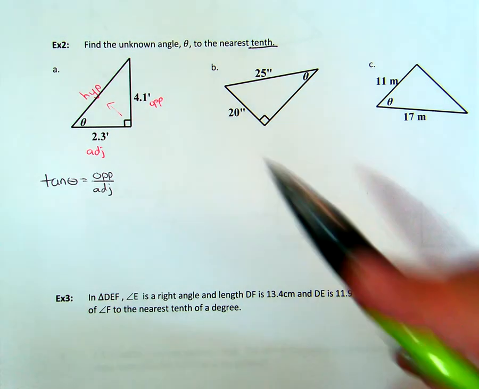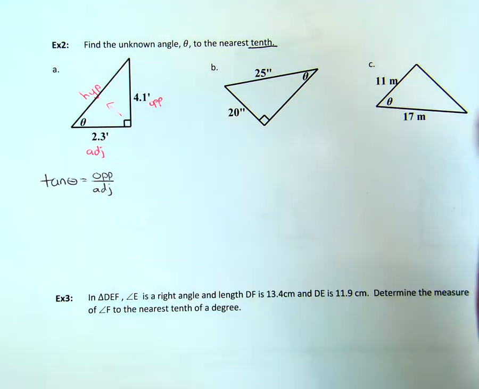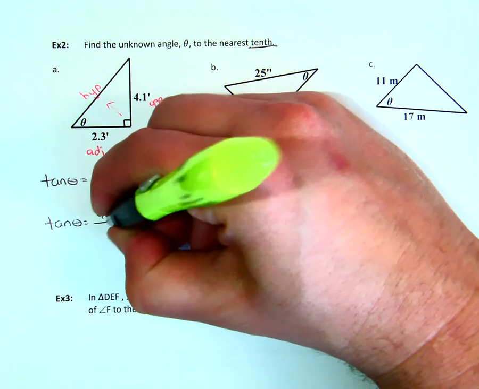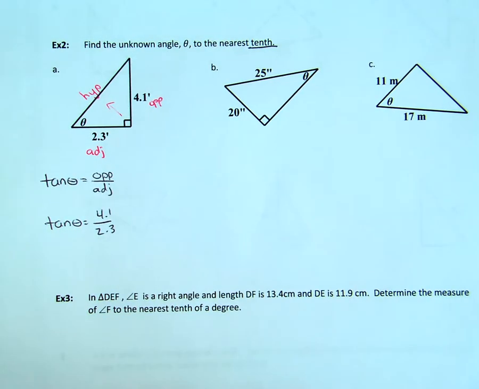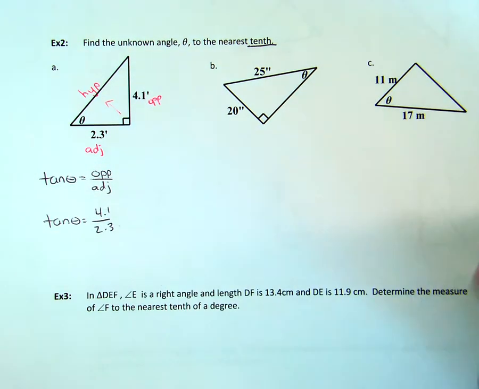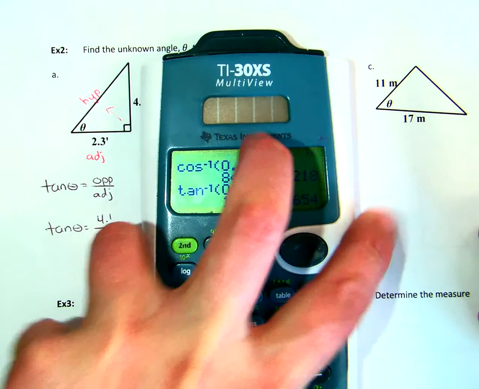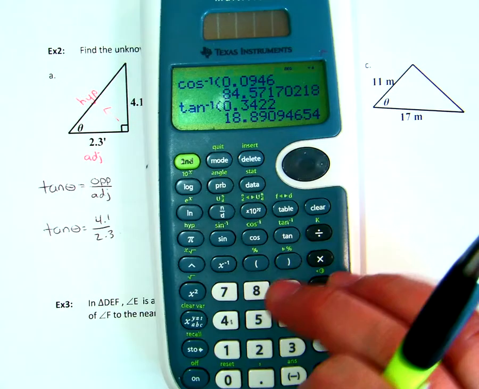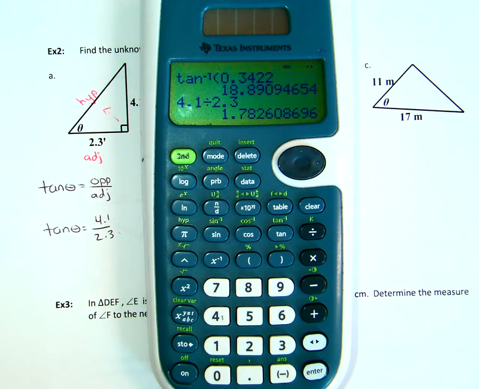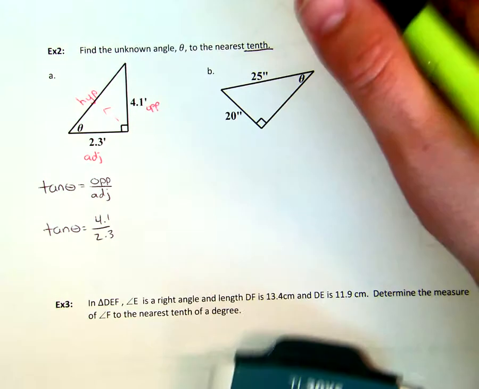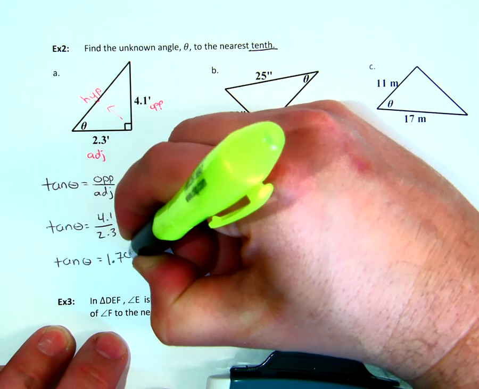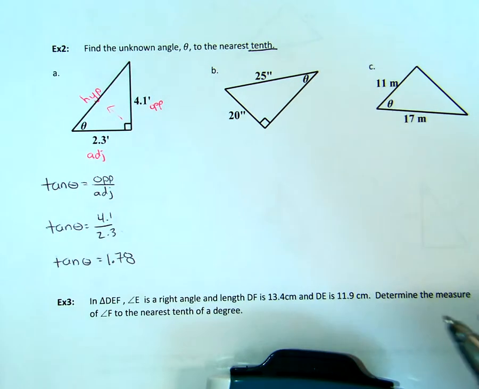Then all I do is substitute. Opposite is 4.1, adjacent is 2.3, so I'm going to have tan theta equals 4.1 over 2.3. What do I do with these? I divide, so I make this into a decimal, top divided by bottom. On my calculator, I go 4.1 divided by 2.3. So I get 1.78. That's good enough. So I'm going to have tan theta equals 1.78.